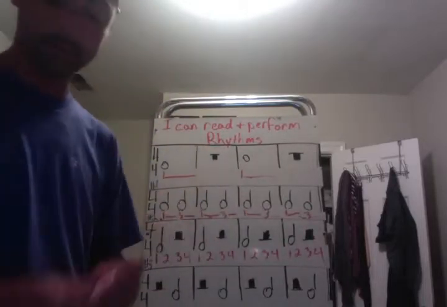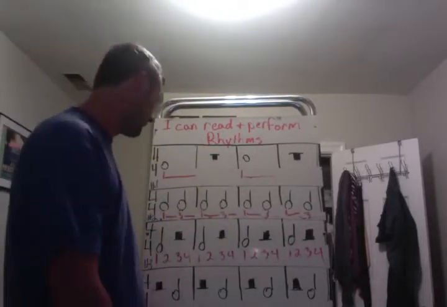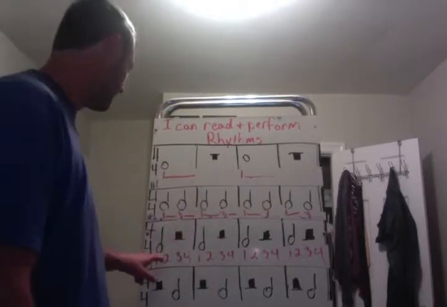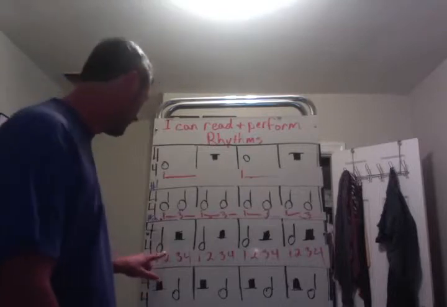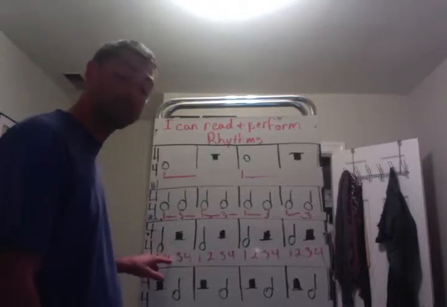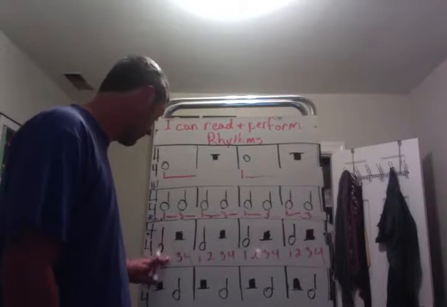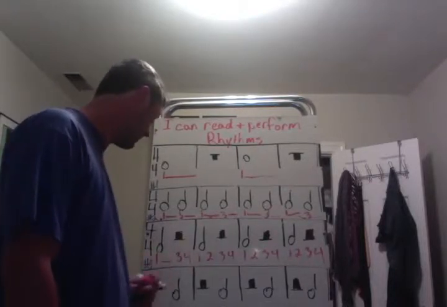Now let's get the counts in for the rhythm. So this starts on 1. This half note starts on the first beat of the measure, and it's going to be held out to the end of the second beat of the measure. I'll erase that and hold it out to the end of beat 2.